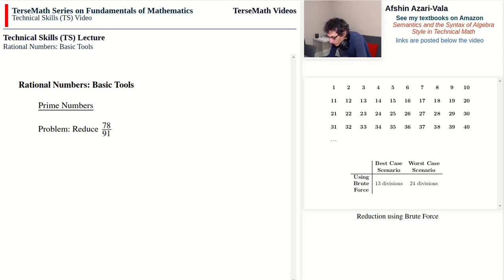But at some point somebody got frustrated with the amount of long divisions that they had to do, and they started to notice that for one thing, you don't have to try 1, because if you divide the top and the bottom by 1, you get the same numbers back. So we cross out the 1.